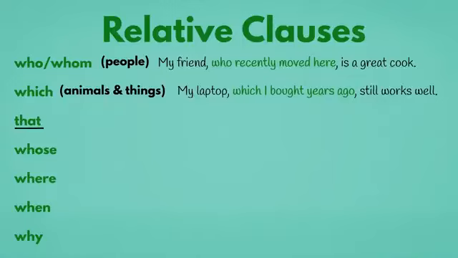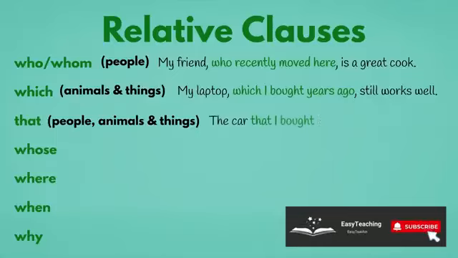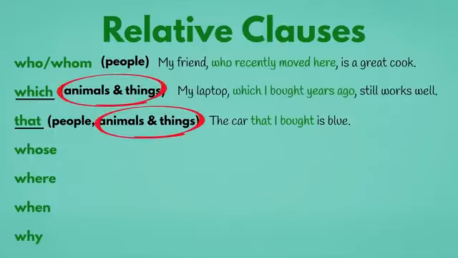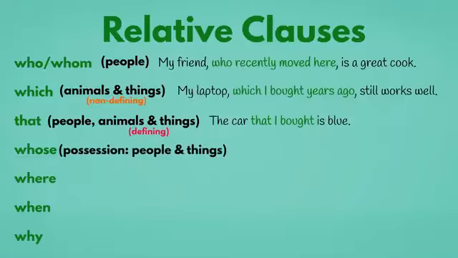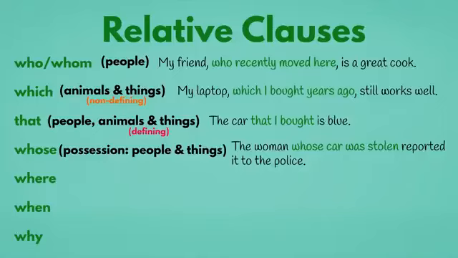That can be used for people, animals, and things. For example, the car that I bought is blue. That and which can both be used to refer to animals and things, and so they are often confused. Generally speaking, which is used for non-defining relative clauses, and that is used for defining relative clauses. Whose shows possession and is used for people and things. For example, the woman whose car was stolen reported it to the police.